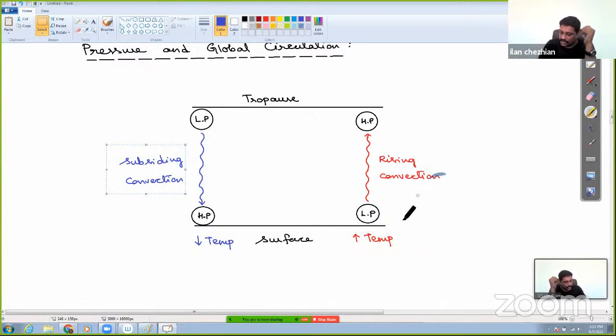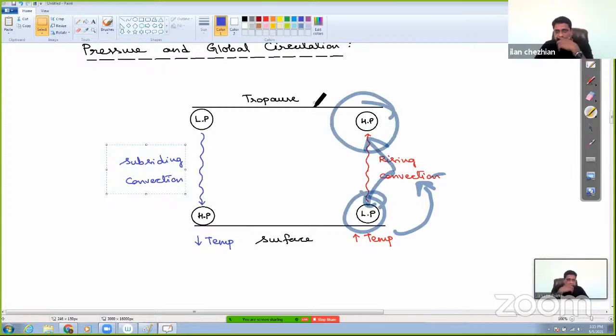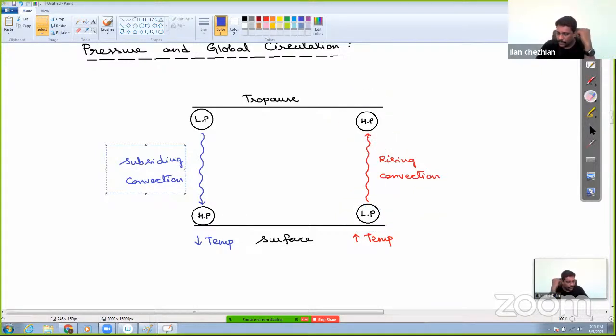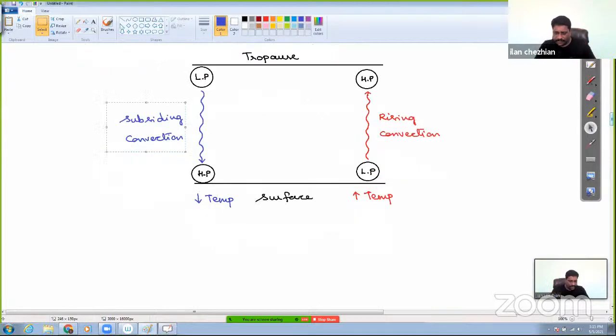Temperature results in the process called convection, and convection is the one which is resulting in creating what? Pressure systems, my friend. Very important when it comes to understanding. Let me bring that relation. Temperature causes convection. Convection is the one which causes the pressure system.